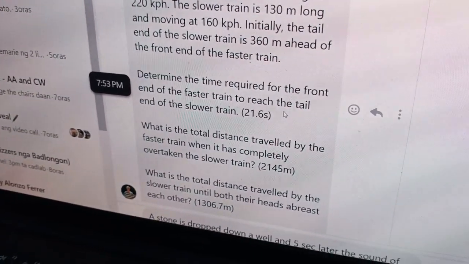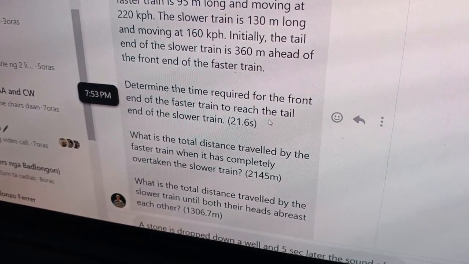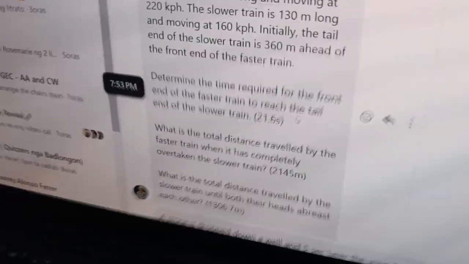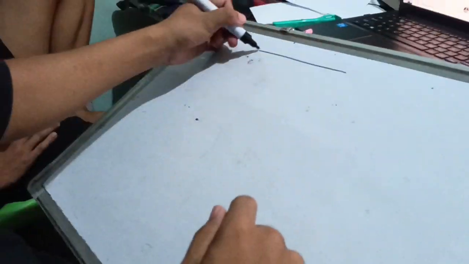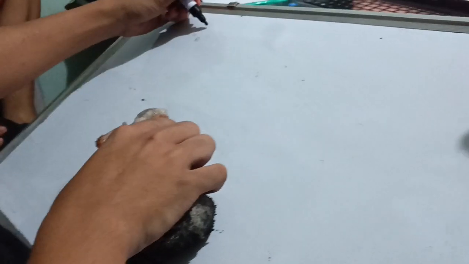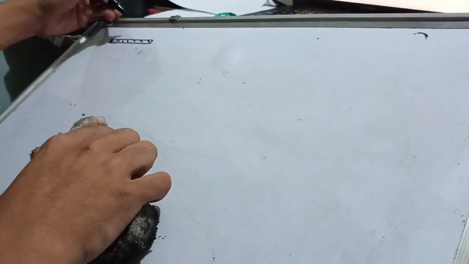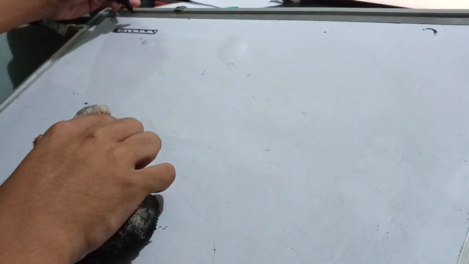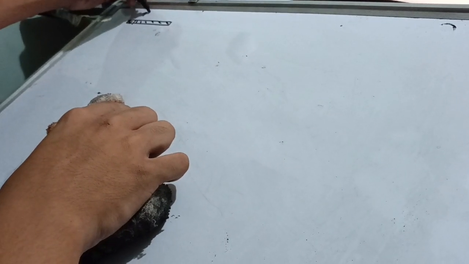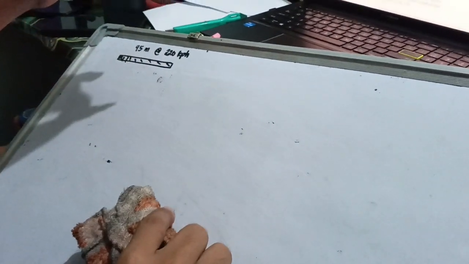Determine the time required for the end of the faster train to reach the tail end of the slower train. So we have two trains. This is train 1. What is its length? 95 meter long at 220 kph. Then the slower train is 130 meter long and moving 160 kph.